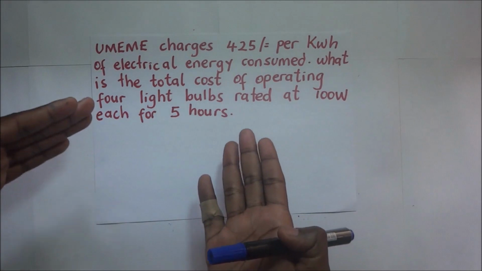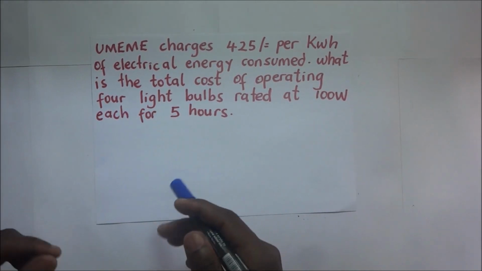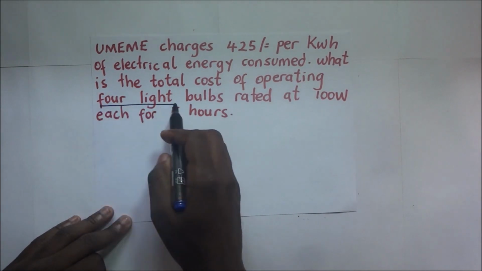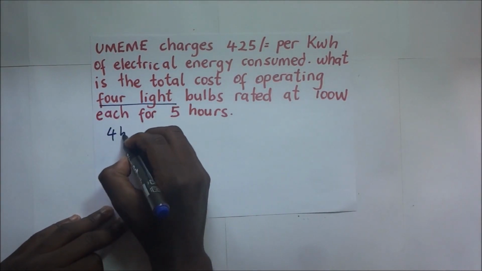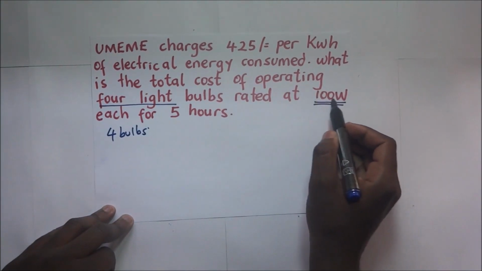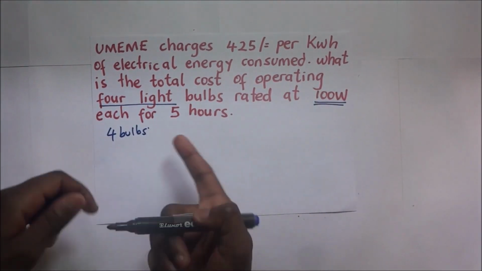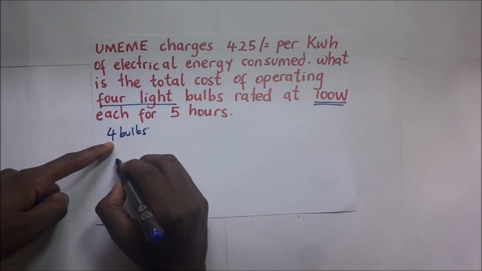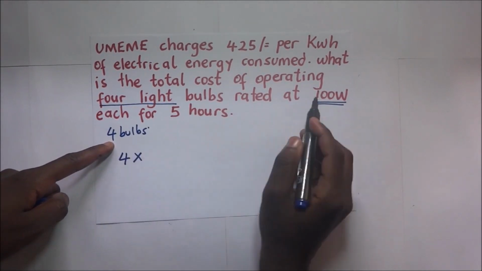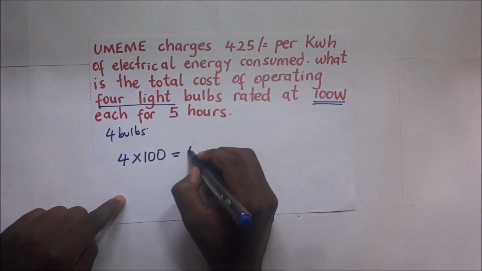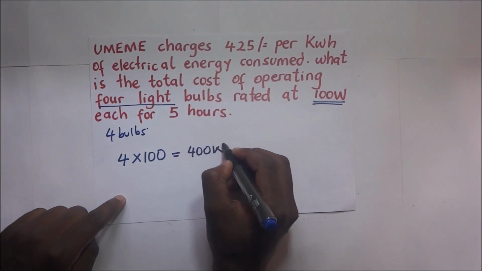So again, we need to first compute the kilowatt hours that are being consumed. Now according to this question, they're telling us that there are 4 light bulbs. So there are 4 bulbs. Now each of these bulbs is rated at 100 watts. So it means that the total wattage that is being consumed by these bulbs is going to be 4 bulbs multiply that by 100. So together all these bulbs are consuming 400 watts.